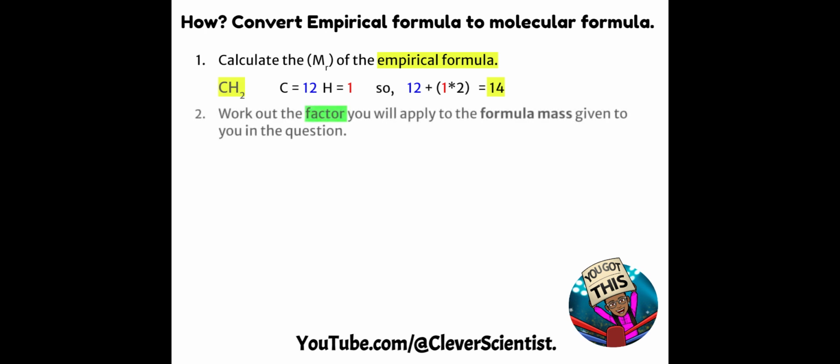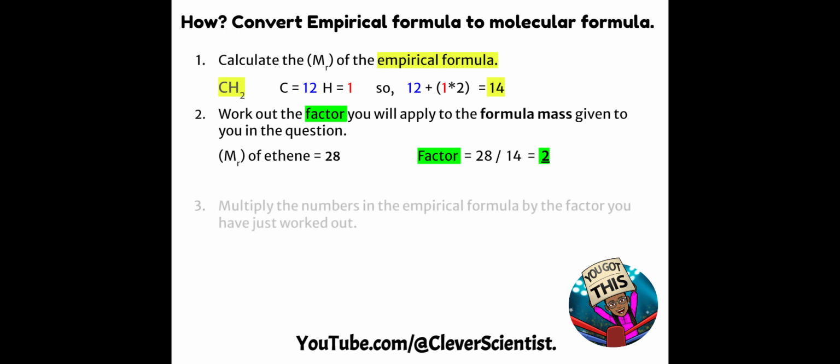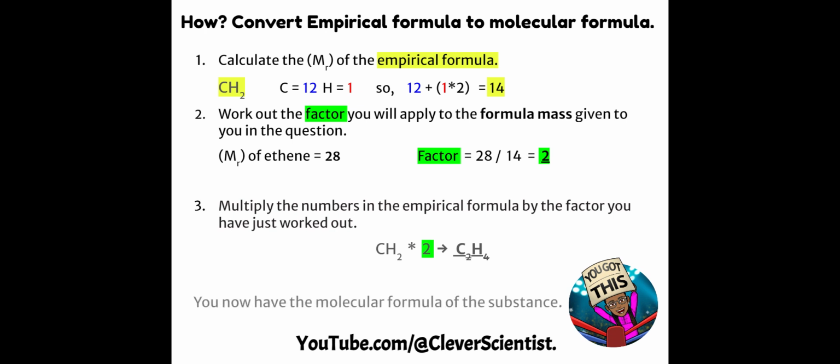Now we're going to work out the factor that we're going to apply to the formula mass given to us in the question. So we're told in the question the formula mass of ethene is 28. So we divide 28 by 14 and the factor we get is 2. And all we need to do now is multiply the numbers in the empirical formula by the factor we've just worked out, which is 2. So if you multiply 1 carbon by 2, you end up with 2 carbons. And if you multiply 2 hydrogens by 2, you end up with 4. So now we have the molecular formula of ethene.